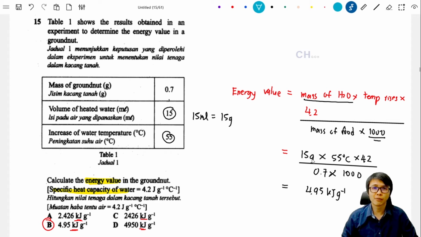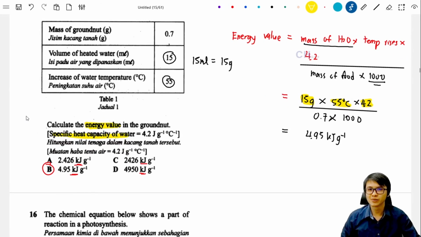For those who can't really memorize the formula, I have a trick for you. Remember, anything that is related to water, you put on top of the formula. Anything that is not related to water, you put below. Now, 15 gram is the mass of the water, so we put it on top. 55 degrees Celsius is the temperature increase in the water, related to water, so we put it on top. 4.2 is the specific heat capacity of water, related to water, so we put it on top of the formula. Alright? So this is the trick.